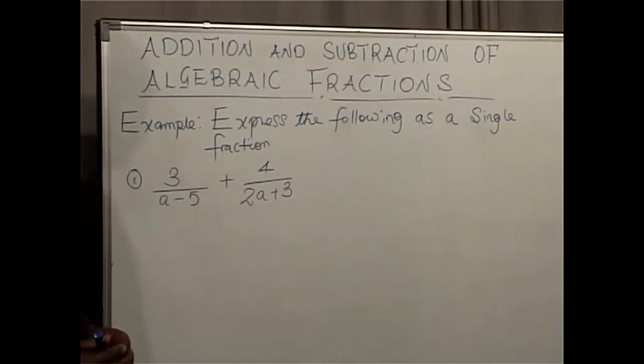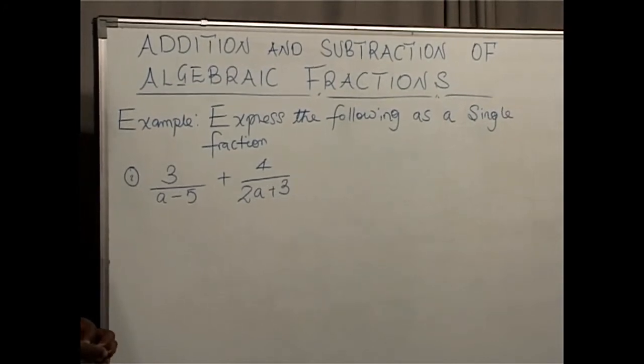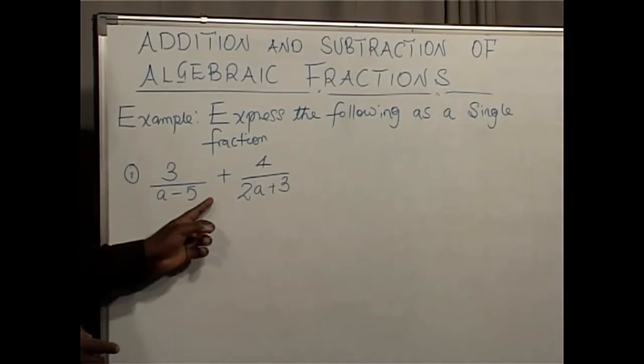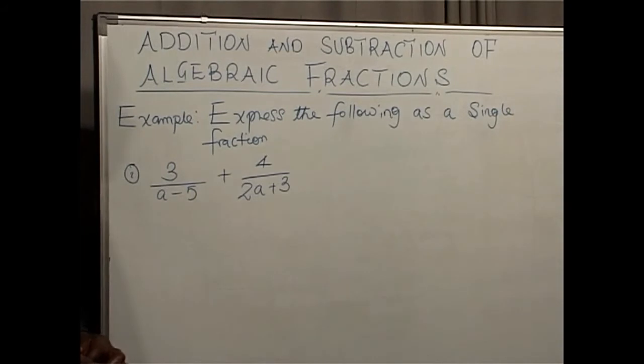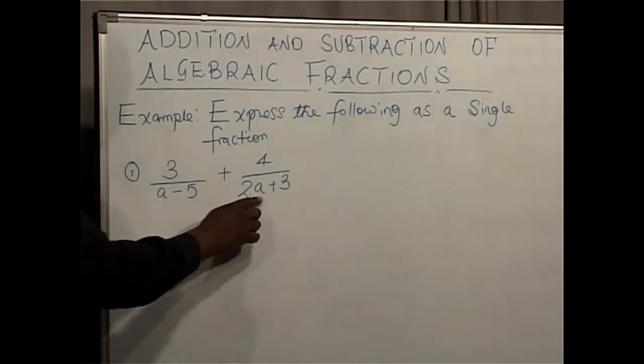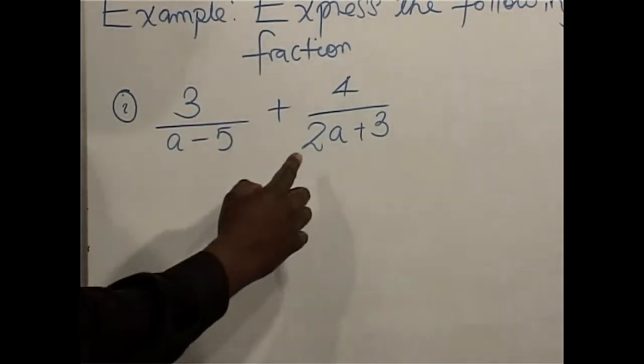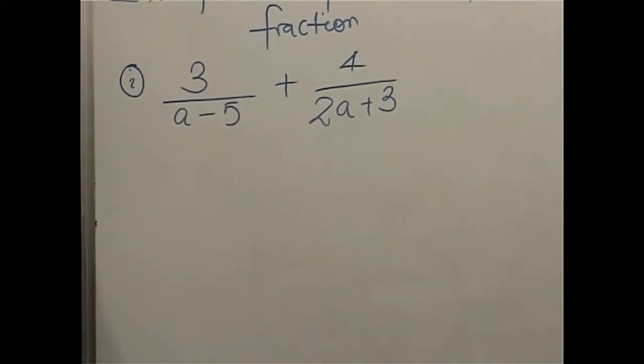In our example, we are going to look at how we can express 3 over a minus 5 plus 4 over 2a plus 3 as a single fraction. We will need to do just like what we did for common fractions. We have to look at the two denominators. In this case, it is not going to be seeing whether they are prime numbers or not, but we have to check whether a minus 5 can be factorized and whether 2a plus 3 can be factorized.